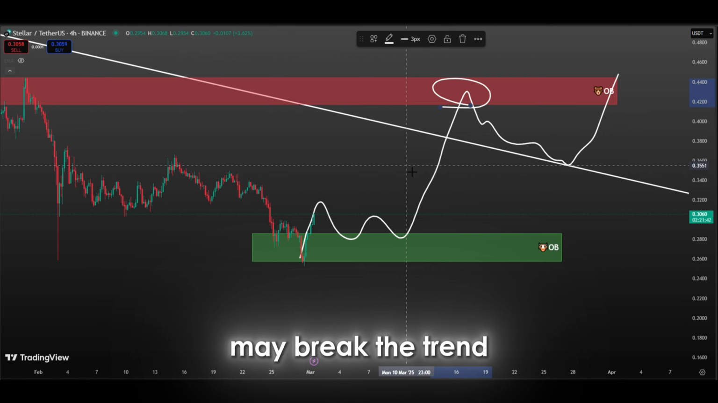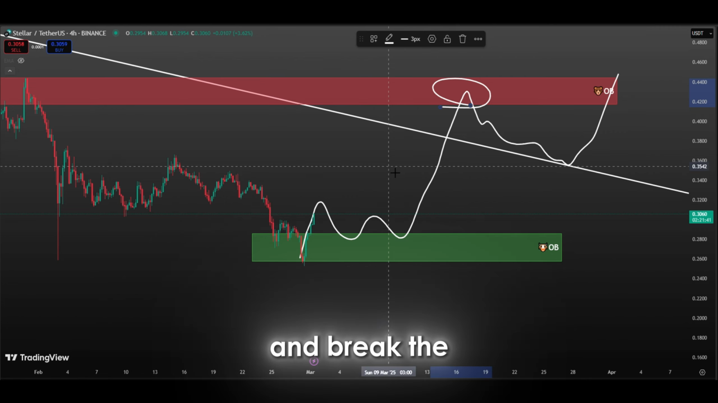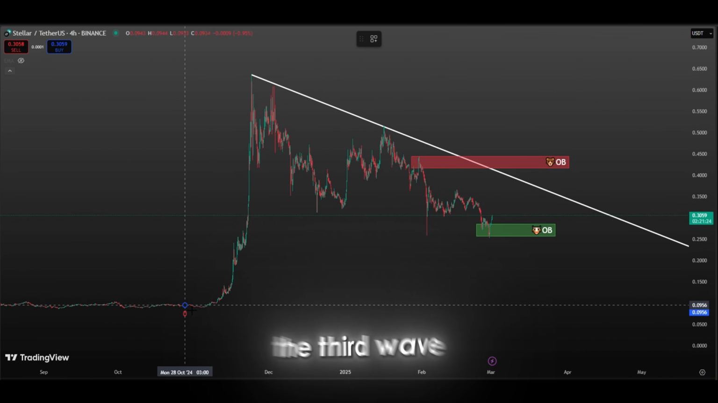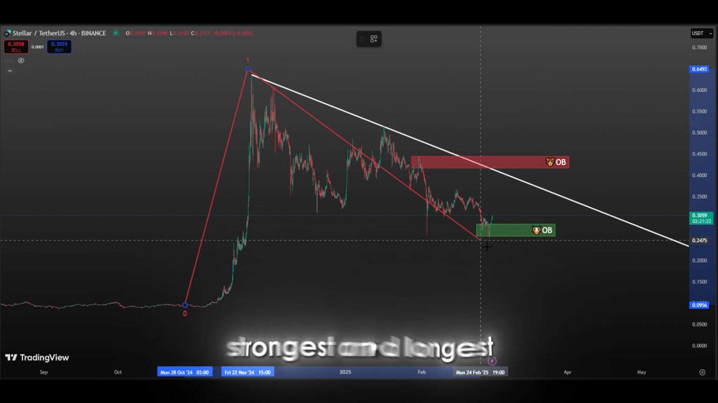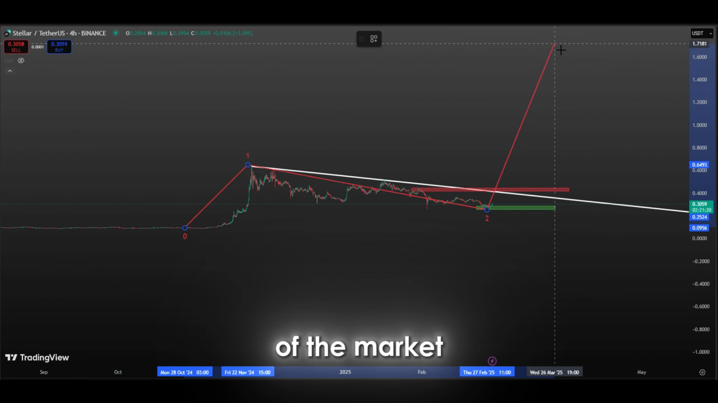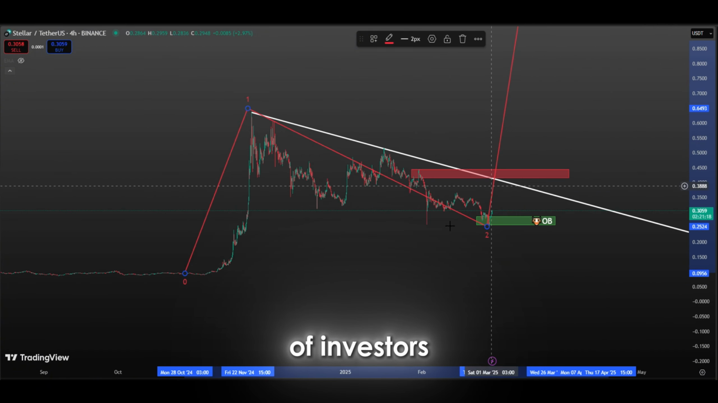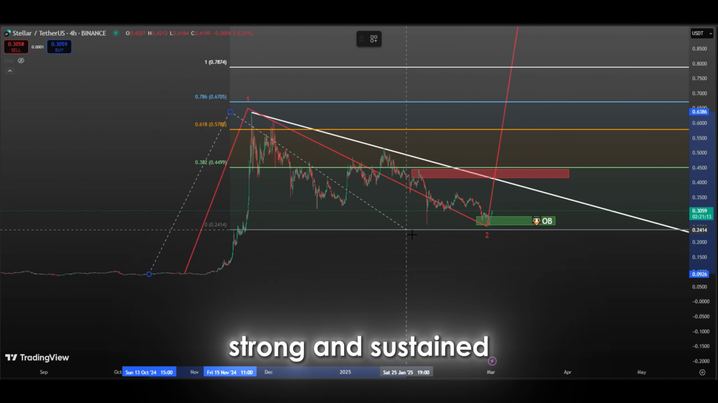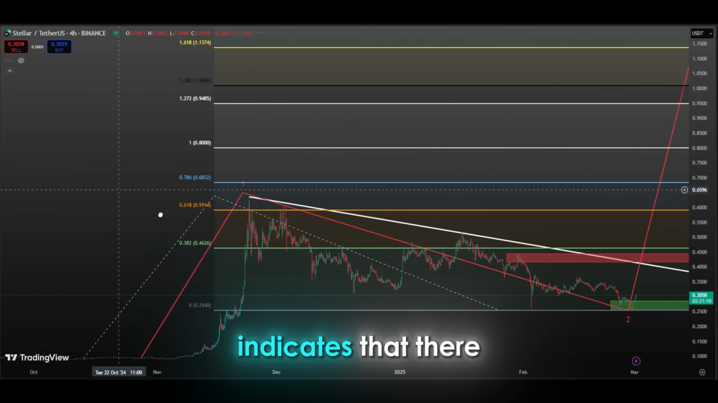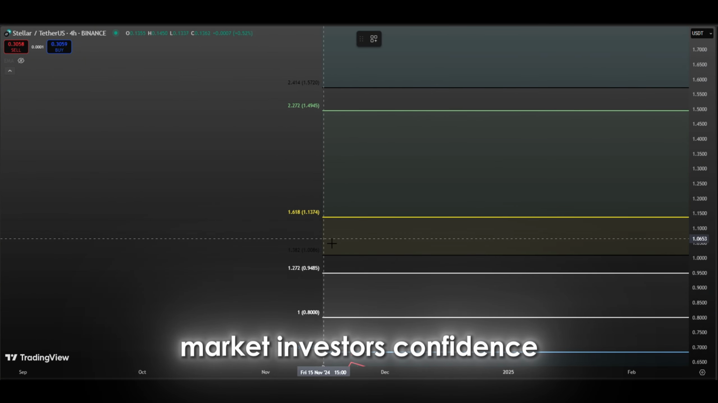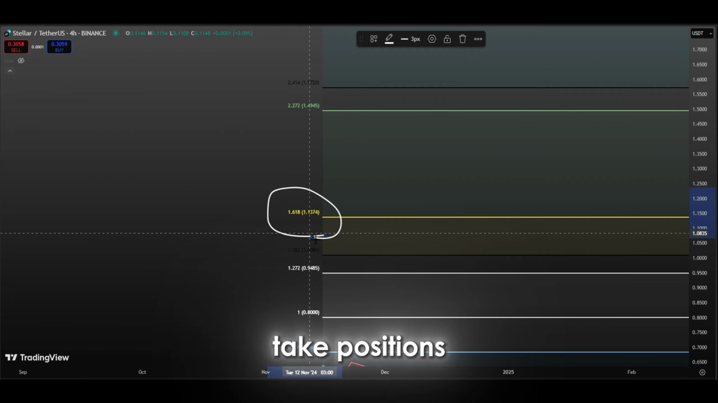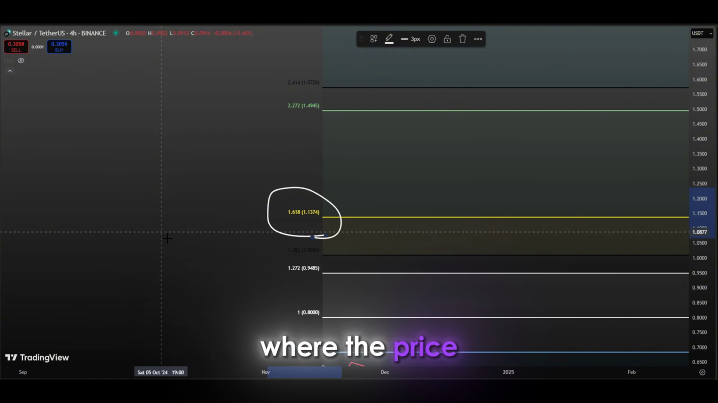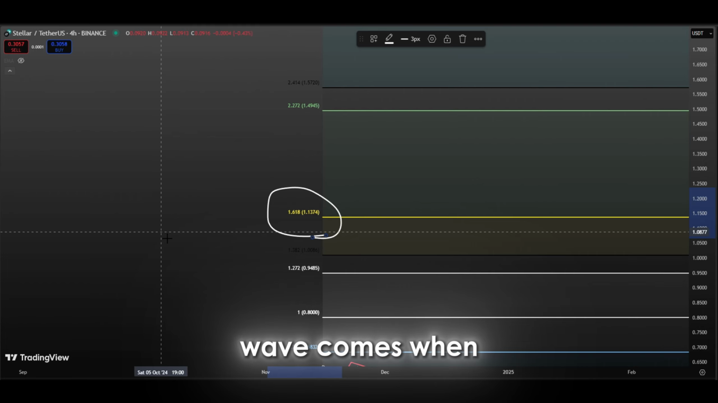And the price may break the trend and come back for a retest, and break the bear order block on the second attempt. In Elliott wave theory, when the first and second waves are completed, the third wave is usually the strongest and longest. This wave determines the overall direction of the market and attracts the attention of a wide range of investors. If the third wave targets the minimum Fibonacci level of 1.618, the price action will be strong and sustained. Reaching this level indicates that there is a great deal of buying pressure in the market, investors' confidence is growing, and most traders are moving to take positions at this stage. And 1.618 is the first and minimum point where the price may break out higher, and the third wave comes when no one expects it.